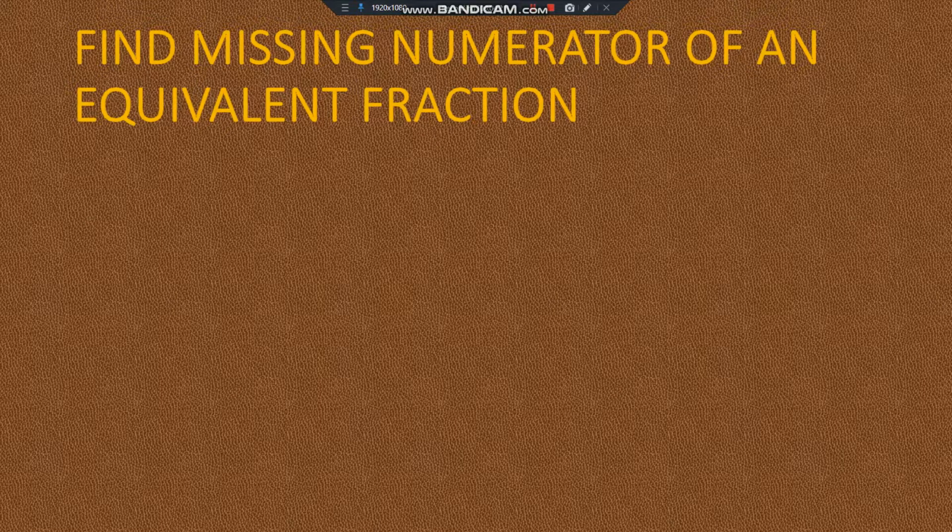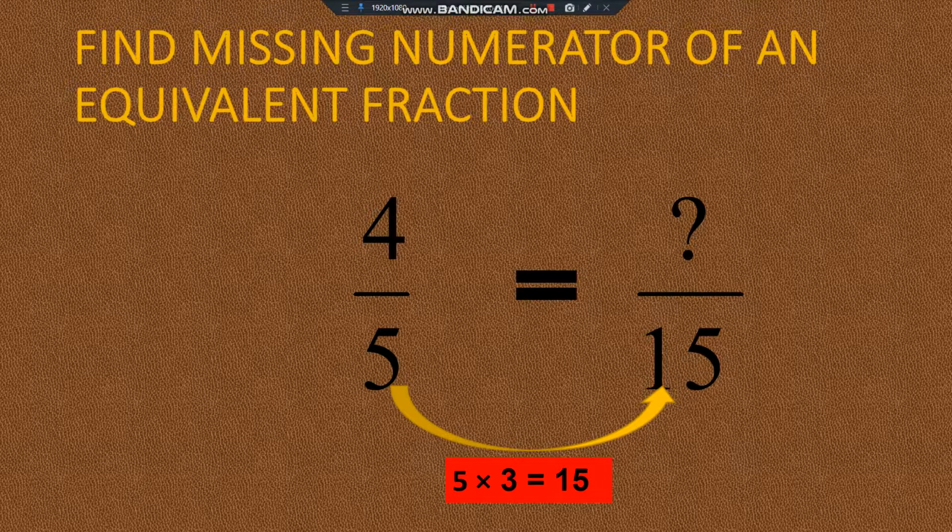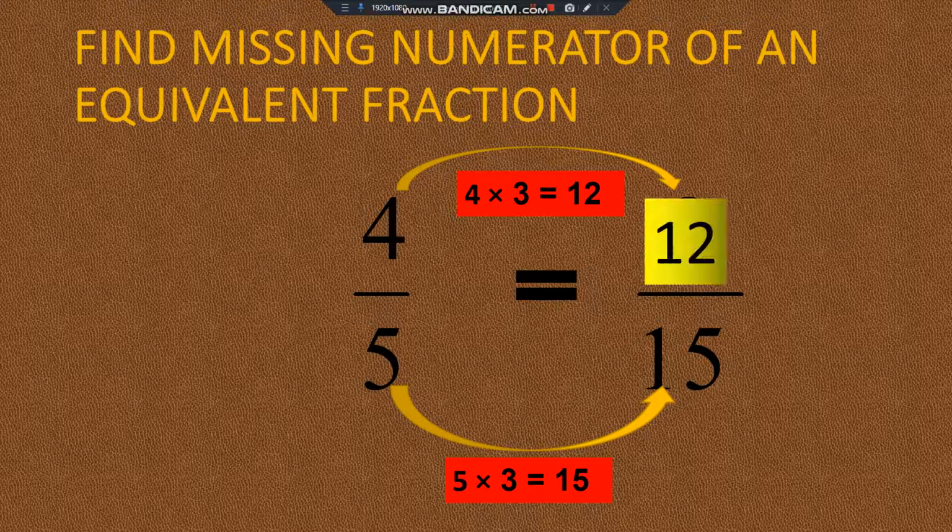How to find the missing numerator of an equivalent fraction? 4 by 5 is equal to a fraction with denominator 15. But we don't know what the numerator is. How can we find that? Let's see. 5, how can 5 become 15? When we multiply it by 3. 5 3s are 15. So let's multiply the same number 3 with the numerator. So 4 becomes 4 3s are 12. So 12 is the numerator of that equivalent fraction.